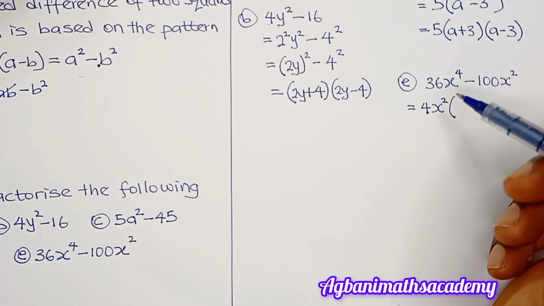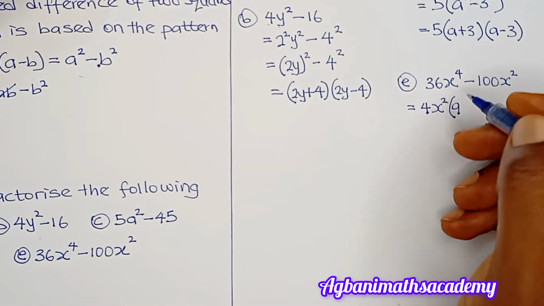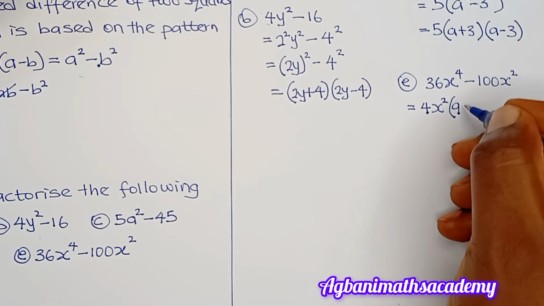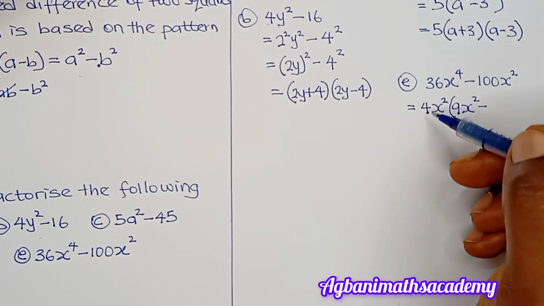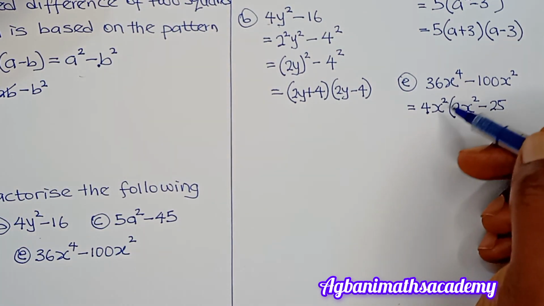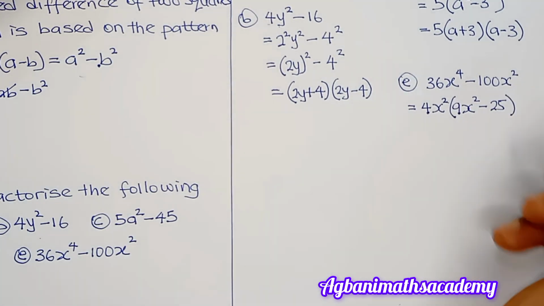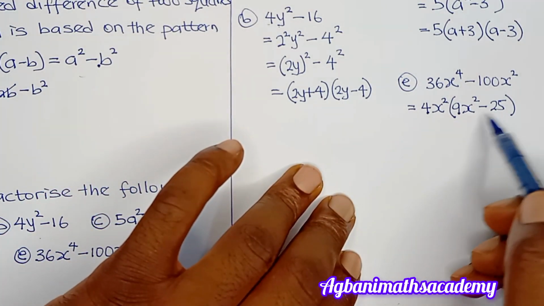So what will remain in the bracket is 36 divided by 4. That will give us 9. x to the fourth power divided by x squared will give us x squared. Minus 100 divided by 4 is going to give us 25. And x squared divided by x squared is going to cancel out. So now, can we factorize this further?